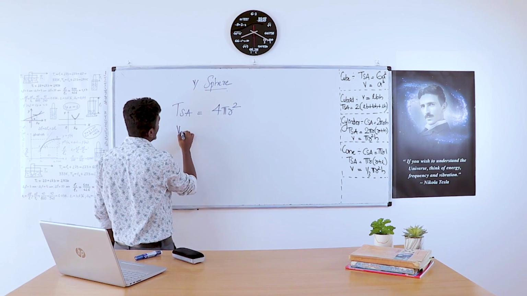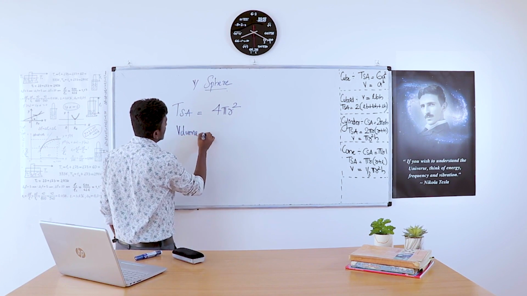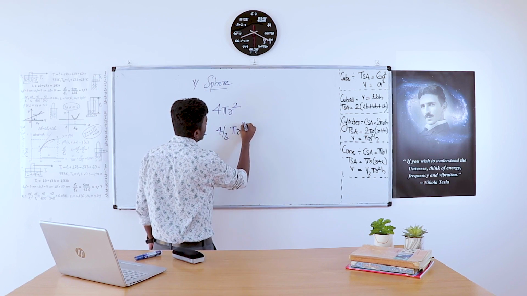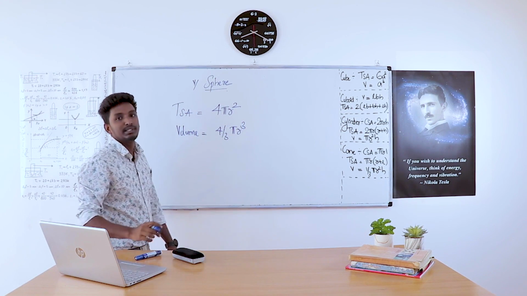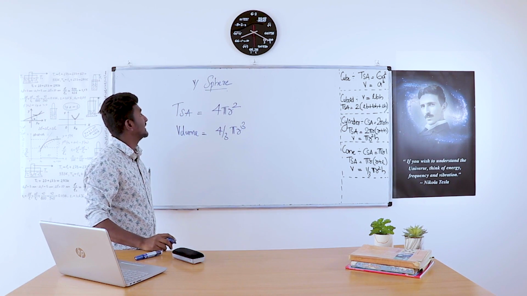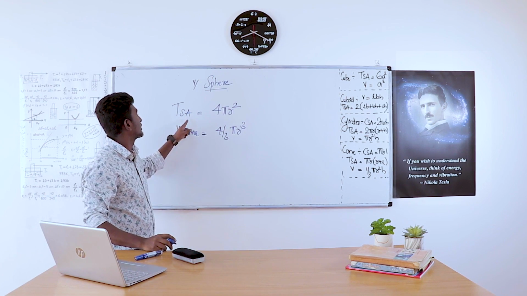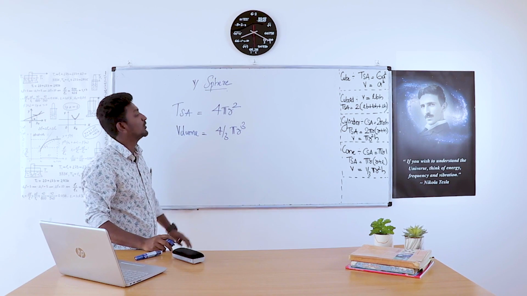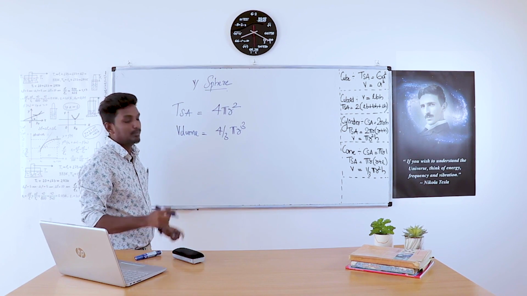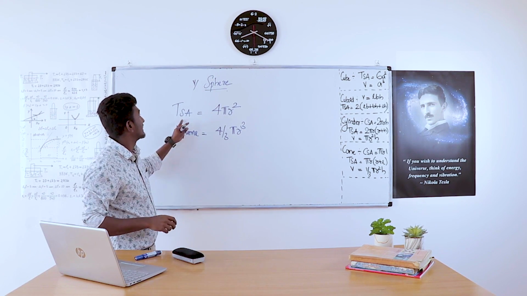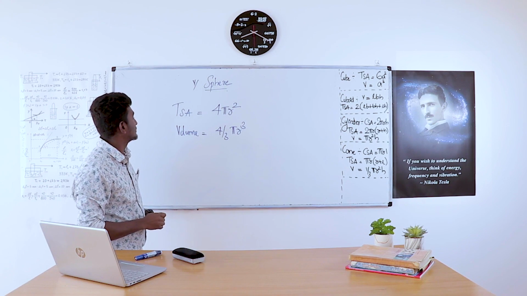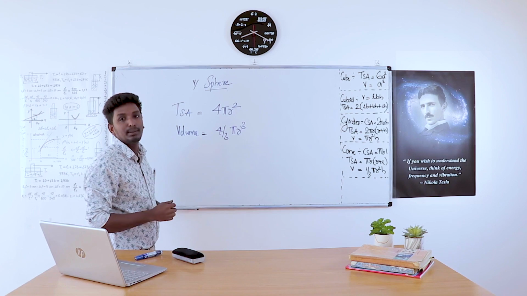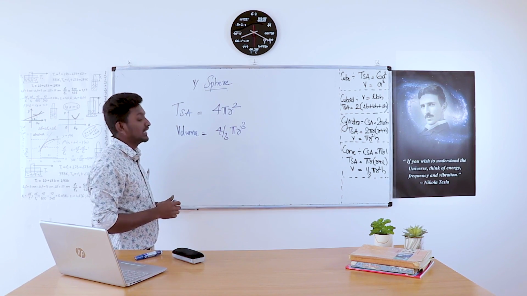Then what is the volume of a sphere? The volume of a sphere is 4 by 3 pi r cube. So total surface area 4 pi r square and volume 4 by 3 pi r cube. Remember, total surface area of a sphere is 4 pi r square and the total volume of a sphere is 4 by 3 pi r cube. Clear?